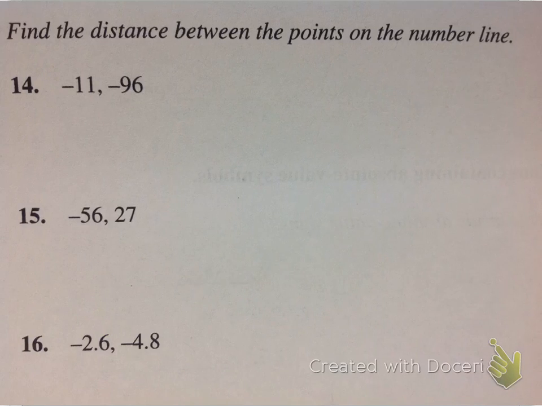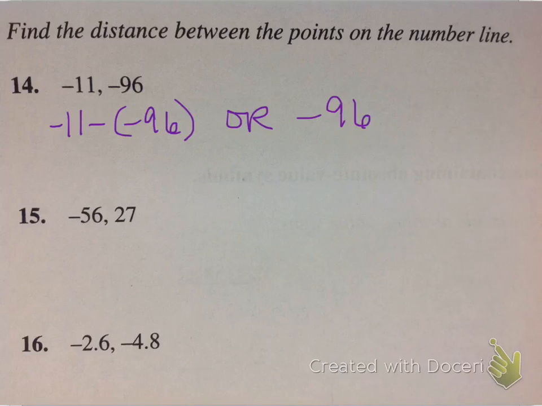Now find the distance between the points on a number line. Whenever it says find the distance between, you're simply going to subtract. So you could say negative 11 minus negative 96, or you can say negative 96 minus negative 11. Now, one of these is going to give you a positive answer, and the other one is going to give you a negative answer. So how do you know which one's the correct answer?